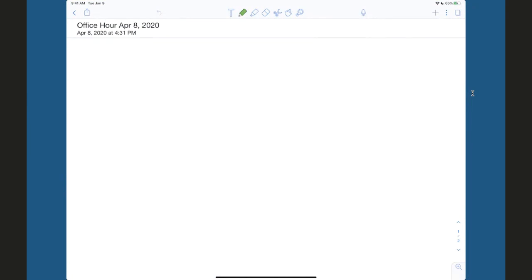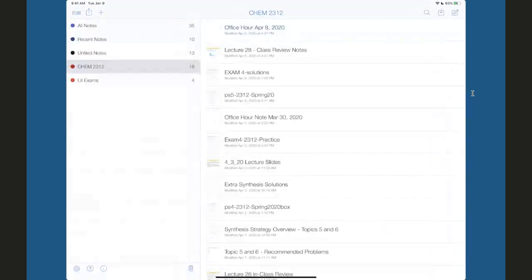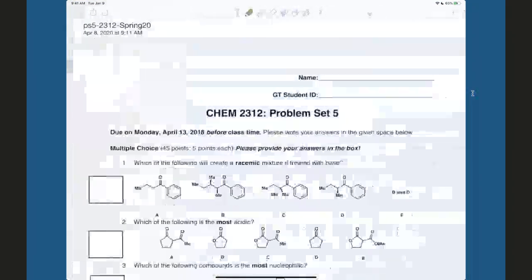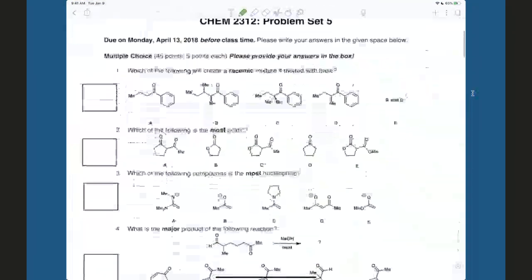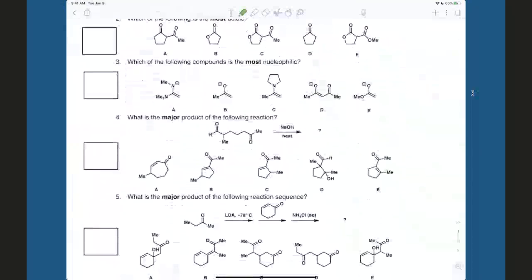Number 4 on the problem set. What question do you have about number 4? Problem set. This is number 4. Okay, cool.